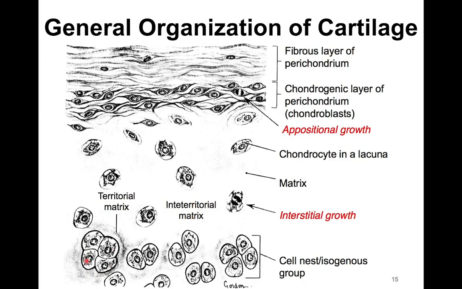And the matrix has two parts. The part that runs in between the isogenous groups or the chondrocytes is known as interterritorial matrix. The part that surrounds the isogenous group or the single chondrocyte is known as territorial matrix.